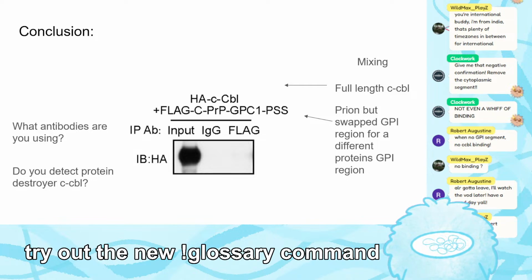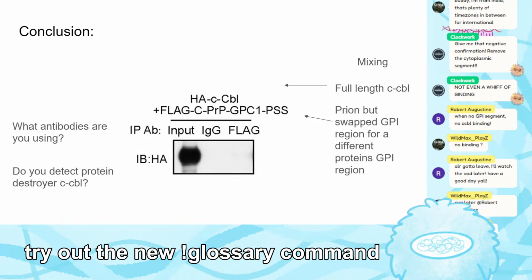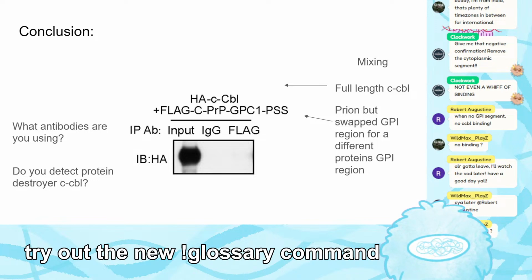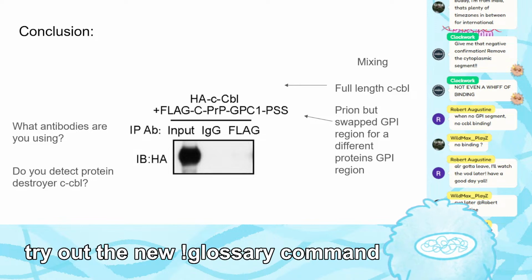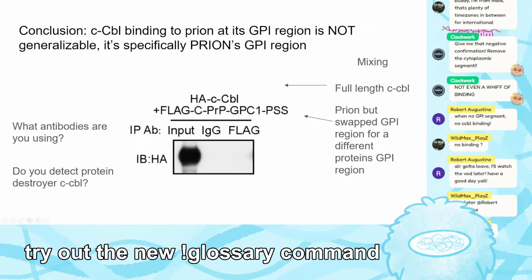What do we have here, chat? What are we looking at? What can we conclude? Max says still no binding. Exactly. There's still no binding. So even if you took that GPI region and switched it for a different protein's GPI region, you still don't end up binding. So you can conclude that this binding is specific for the prion's GPI region. So this is not generalizable, which I think is very interesting.